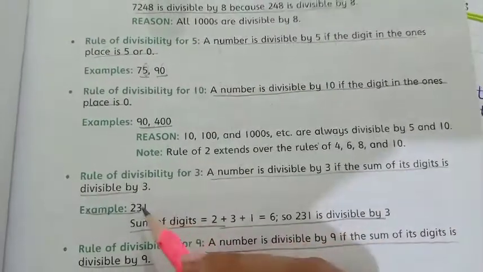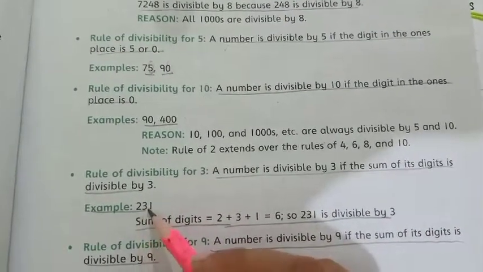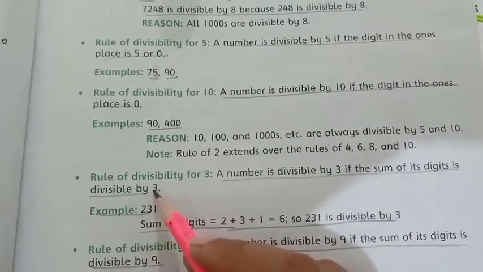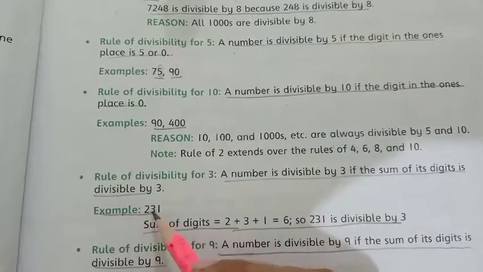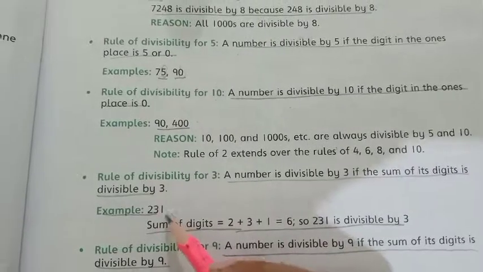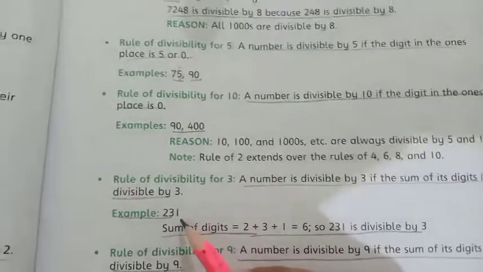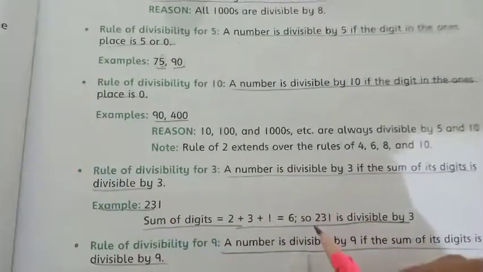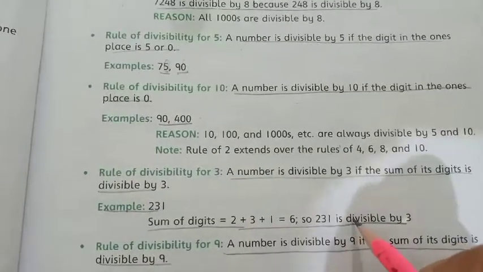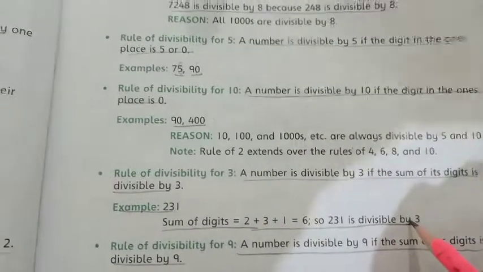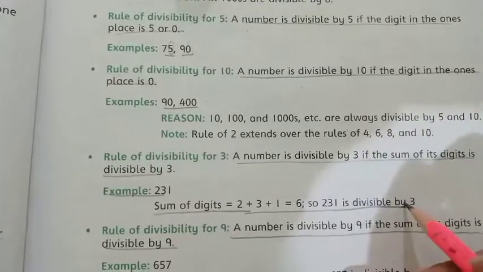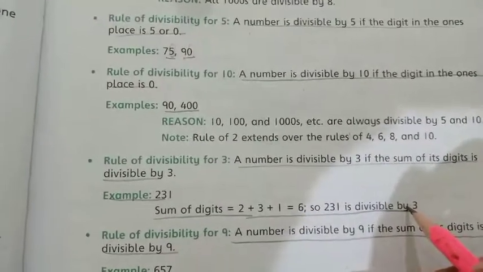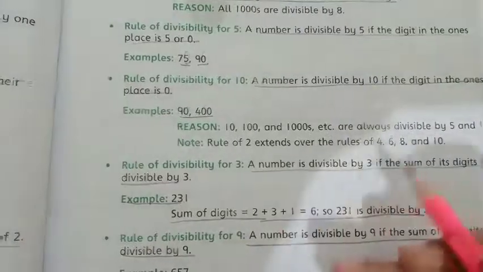For instance, they had given 231. If I want to know whether 231 goes in the 3 times table or not, what will I do? I will just add the digits. 2 plus 3 is 5. 5 plus 1 is 6. 6 goes in the 3 times table. Yes, it goes. 2 3s are 6. It means 231 is divisible by 3. When you divide 231 by 3, no remainder will be left, and therefore 231 is divisible by 3.